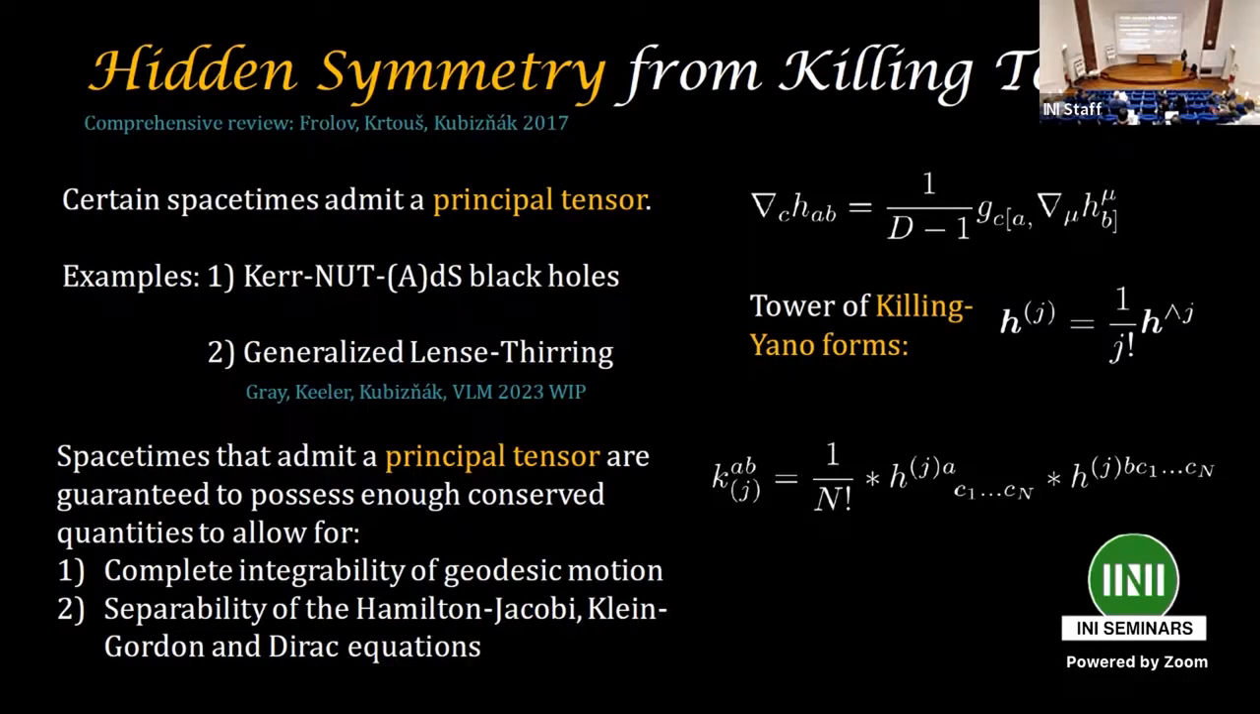Right. And what sort of spacetimes have these? A huge amount. This is a huge class of spacetimes. Kerr-NUT-(A)dS, where A is in brackets because it could be dS as well. This huge class of spacetimes has a known principal tensor, and these generalized Lense-Thirring ones do as well. This is what we show in the paper, but we will not show it in this talk because it is very technically dense.